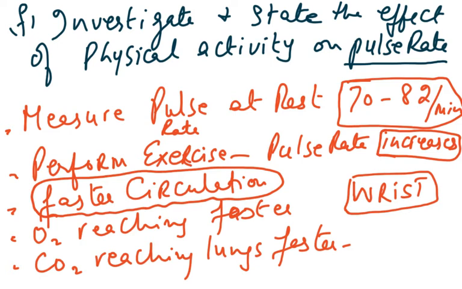So oxygen reaches the muscle faster, and of course, carbon dioxide is being produced by the process of respiration as the person is exercising. So the leg muscles are exercising, and they are producing more carbon dioxide. So the carbon dioxide is reaching the lungs faster, and you're going to just exhale it out. So it says investigate and state the effect. The effect of all this is that the heart rate increases and the circulation becomes faster.